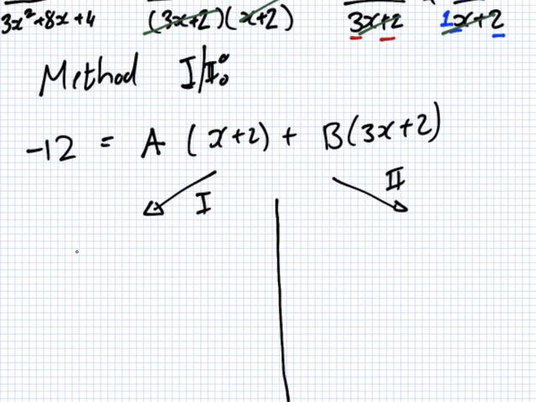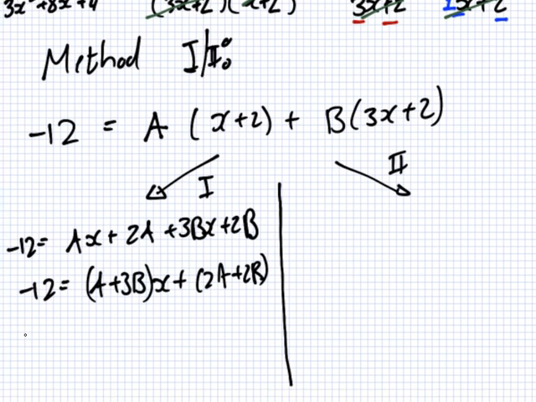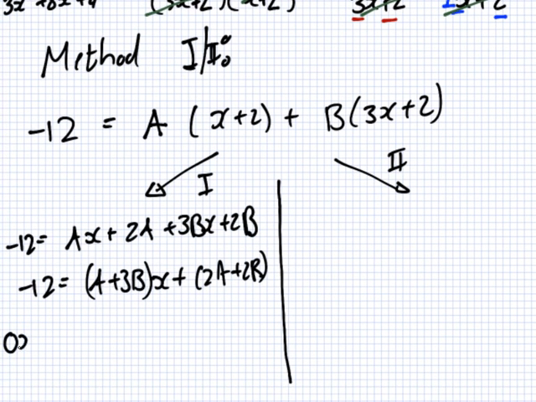What you do is you expand this. So you have minus 12 equals ax plus 2a plus 3bx plus 2b. So you get minus 12 equals a plus 3b x plus 2a plus 2b. So if you think about it, that's actually me saying 0x minus 12 equals a plus 3b x plus 2a plus 2b.